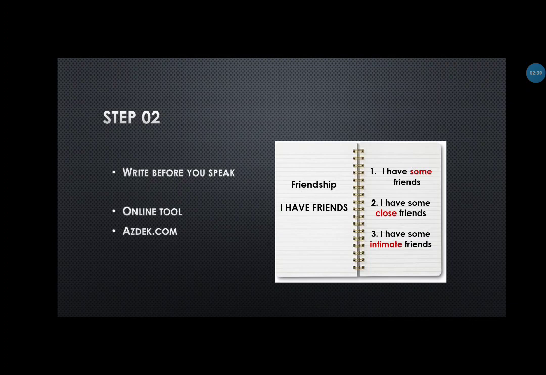Okay, I don't know what to write. I have friends. That's the only sentence I can make. What should I do? Let me show you an online tool that can help you a lot in making sentences. I want to make some sentences, but I can't make any complex sentence. All I can think about is, okay, I have friend. Well, this tool can come in handy.